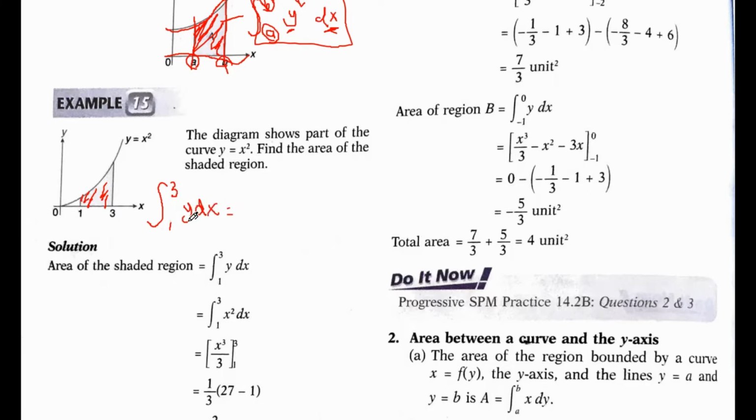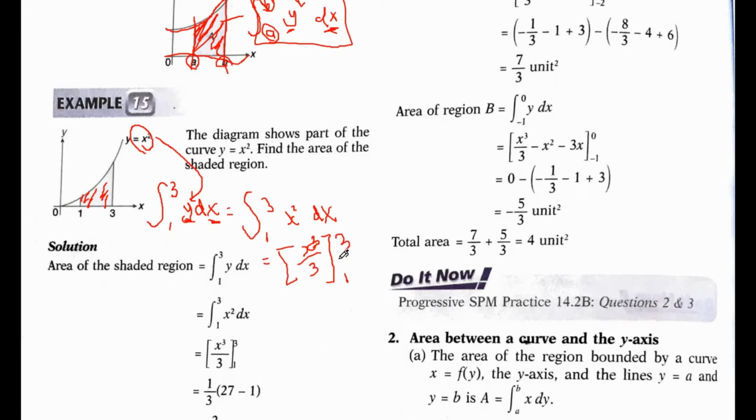So just now I mentioned that we cannot just integrate y in terms of x. These two are different, so we cannot integrate. We have to substitute the equation of y into this formula. So you will have the integral from 1 to 3 of x squared dx. So we do the integration. X squared, power plus 1 becomes x to the power 3 over the new power 3, from 1 to 3.